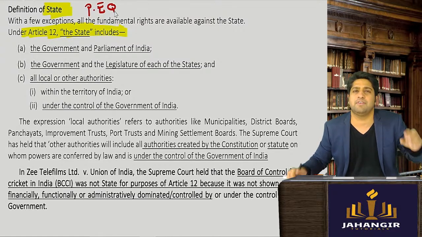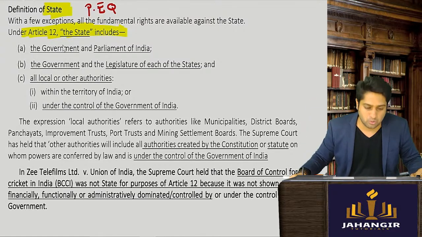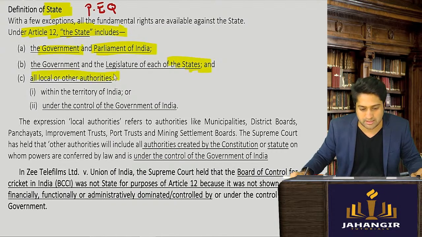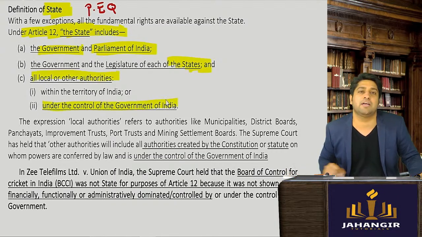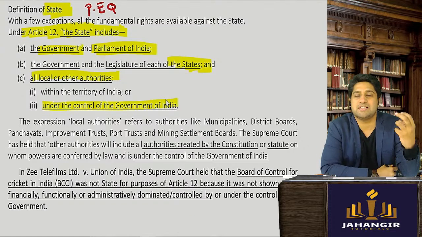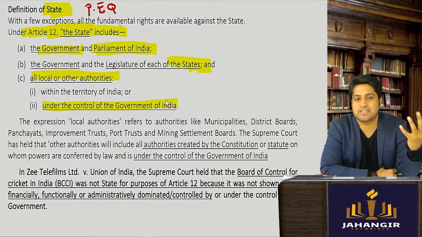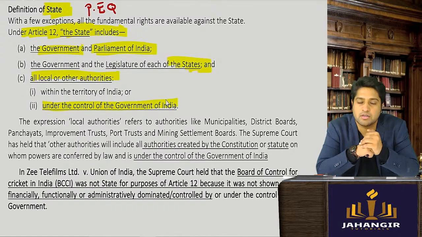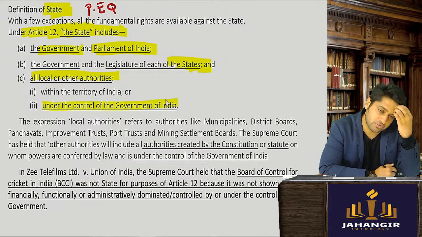when we use the word State, it includes the government. It includes the state government and the central government, that is the Union government, the state government, all the local authorities, and any other authority coming under the control of the government. Now, why is it important to understand what all is included in the definition of State?